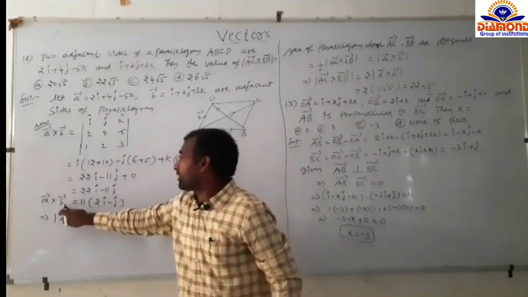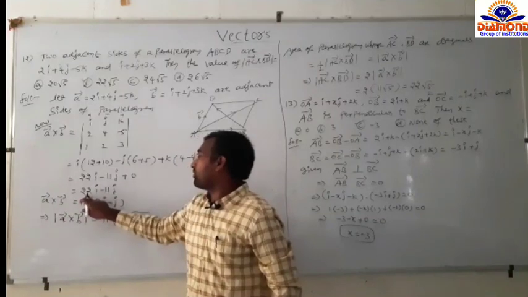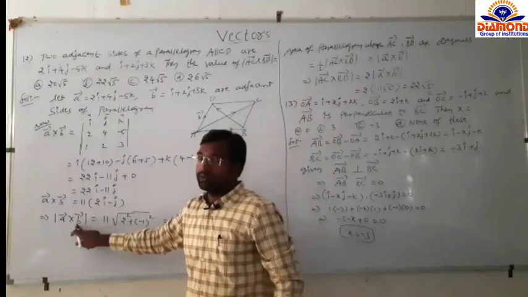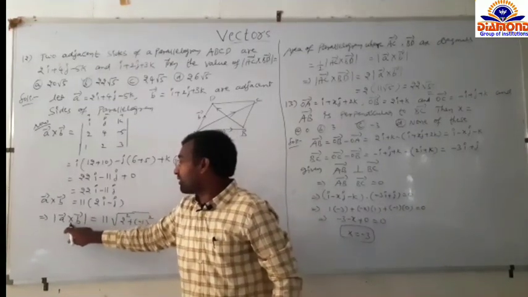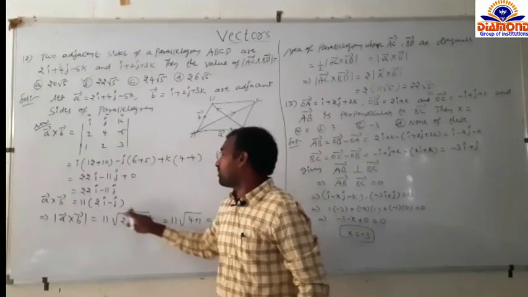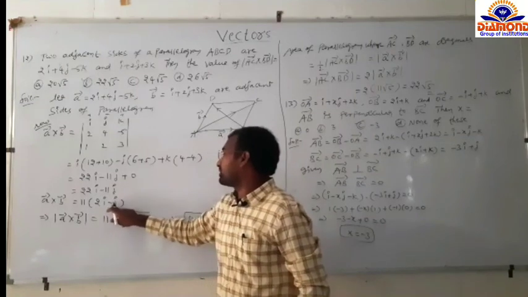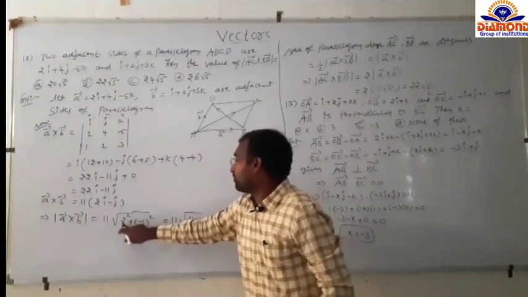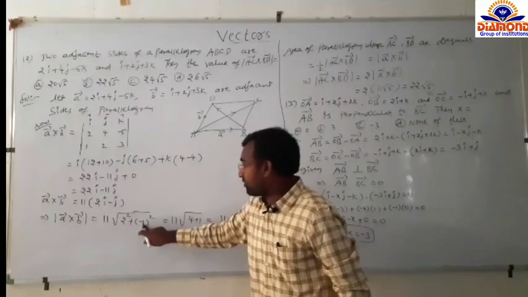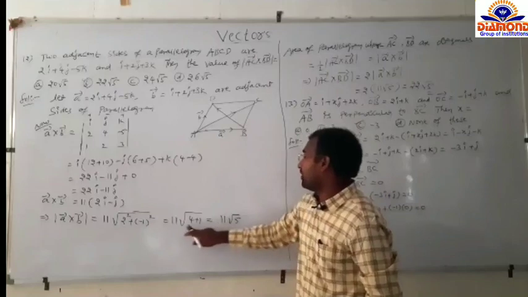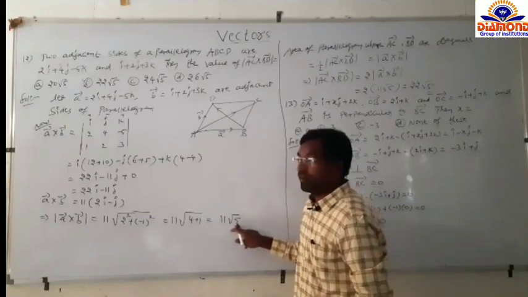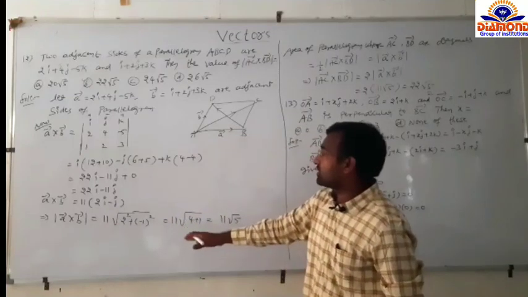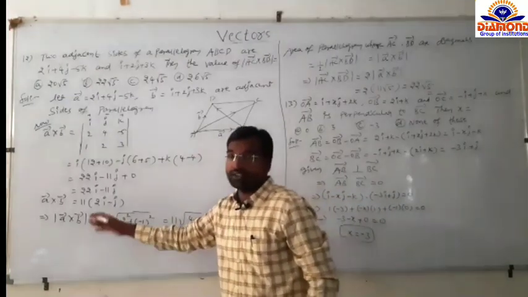This is the value of a cross b. Here 11 is common, so taking 11 common, the remaining is 2i minus j. So find the magnitude. Modulus of a cross b is equal to 11 into under the root of i coefficient 2 square, plus j coefficient minus 1 square. So 11 into under the root of 4 plus 1, which is 11 into root 5. So this is the value of modulus of a cross b, the area of the parallelogram when adjacent sides are given.